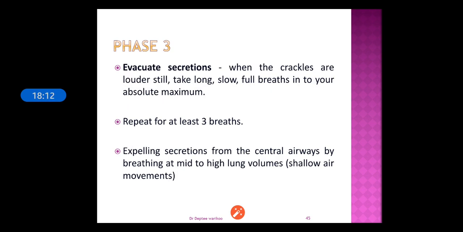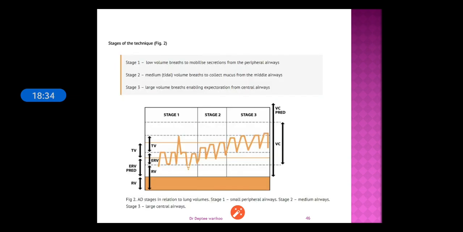Then we have phase 3, the evacuate secretions phase. When the crackles are louder still, take a long, slow, full breath in to your absolute maximum capacity. Repeat for at least 3 breaths. This expels secretions from the central airways by breathing at mid to high lung volumes. It is very important for evacuating the secretions.